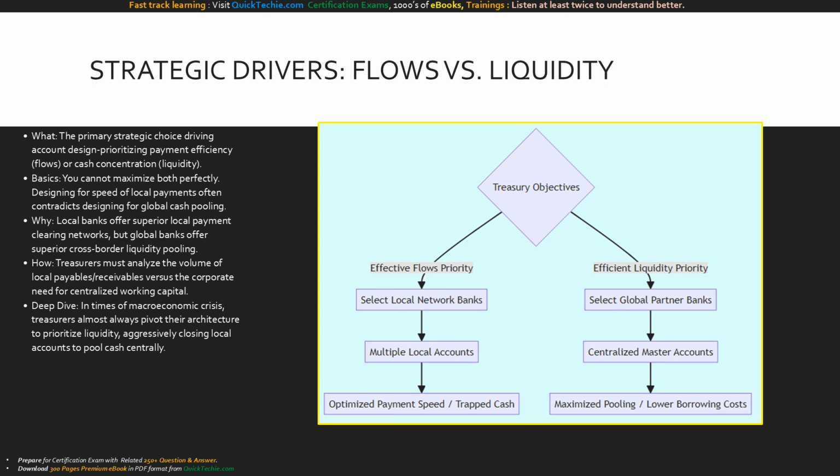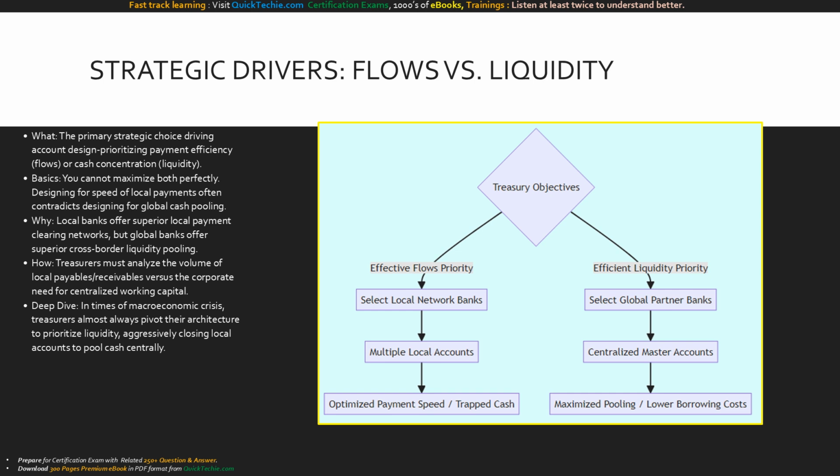Why make this choice? Because maintaining hundreds of local accounts traps cash and increases borrowing costs, while centralizing everything might delay a critical local payment due to cross-border clearing times. How do you decide? You analyze your transaction volumes versus your working capital needs. As a deep dive rule, in times of economic crisis, treasurers almost always pivot to liquidity, closing local accounts to pull all available cash to the center.